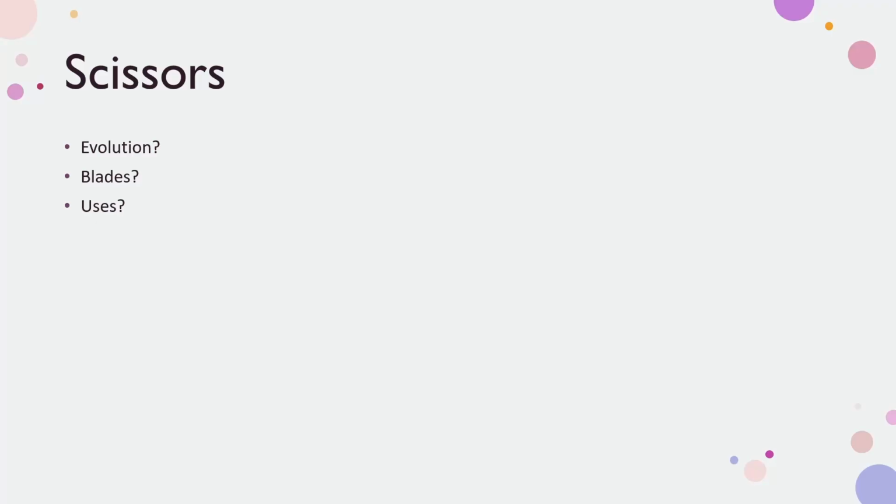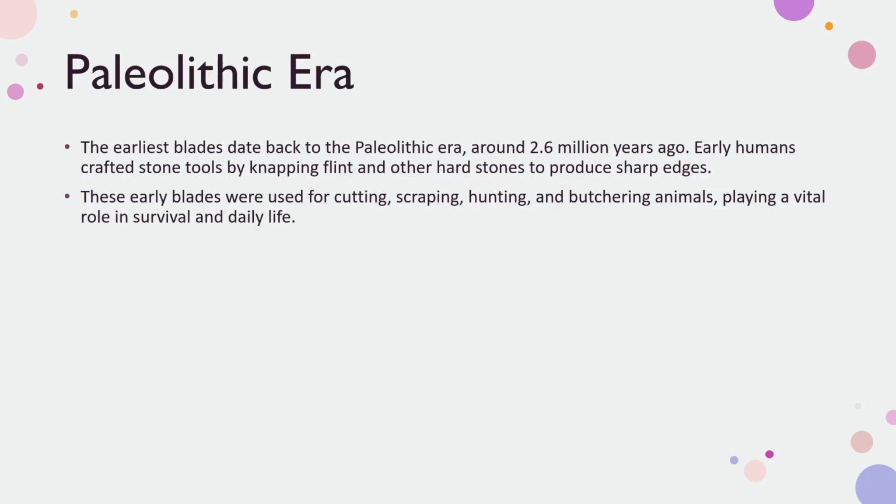Next, we will talk about scissors, the evolution, the blades that were originally turned into scissors, and the uses of scissors. Now, this is an interesting one, folks. The earliest blades date back to the Paleolithic era, around 2.6 million years ago. Early humans crafted stone tools by knapping flint and other hard stones to produce sharp edges. These early blades were used for cutting, scraping, hunting, and butchering animals, playing a vital role in survival in daily life.